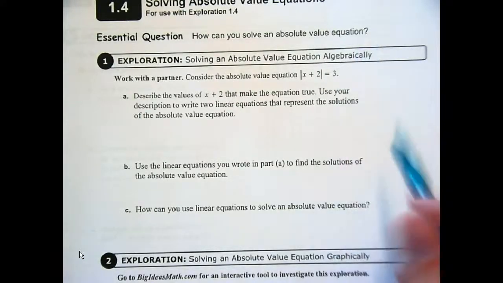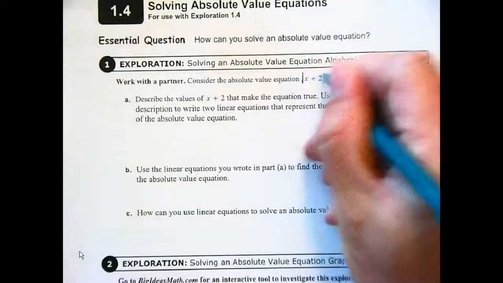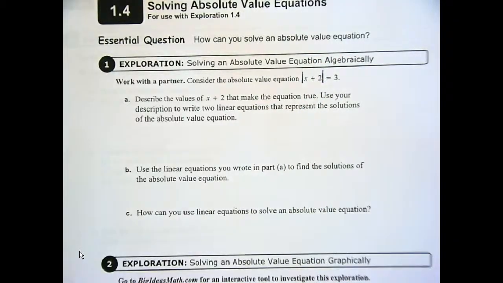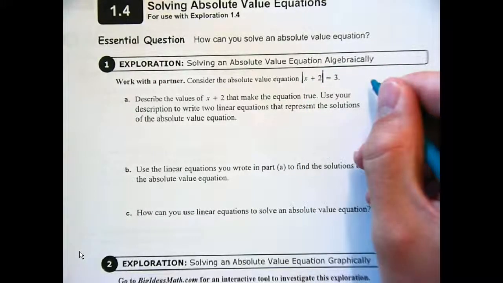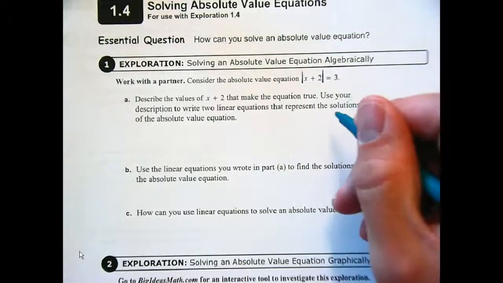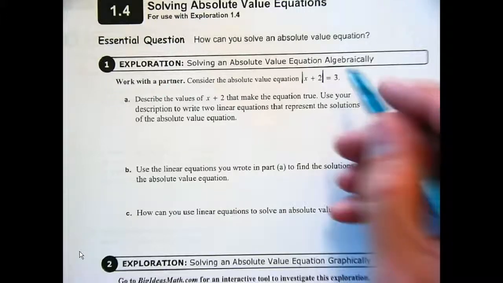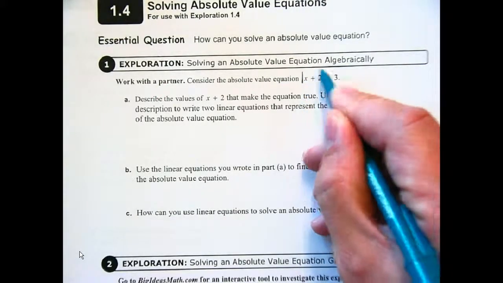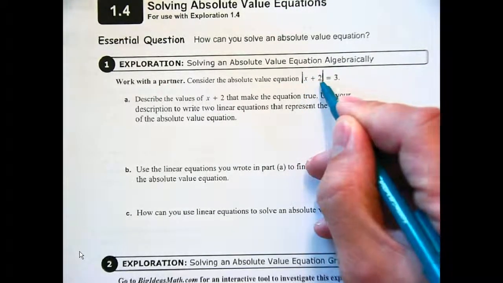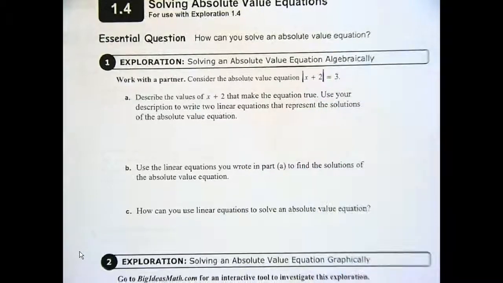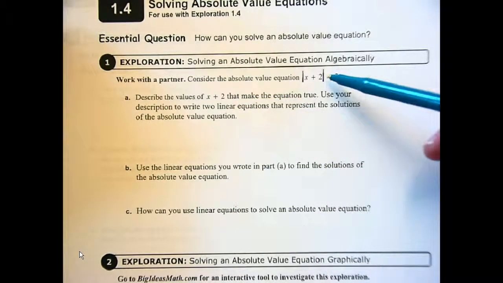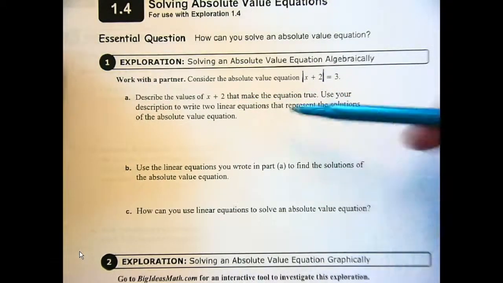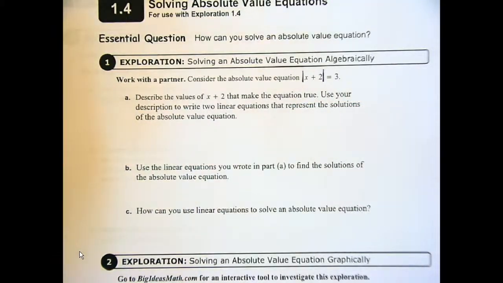Good. Absolute value, these little symbols right here mean absolute value, and it tells you how far away something is from 0. It means distance from 0 on a number line. So since it's a distance, a distance is always positive. That means anything that comes out of this absolute value will change to positive if it's not already positive. Okay? So it says, describe the values of x plus 2 that would make this true, and use that description to write two linear equations to represent the solutions.